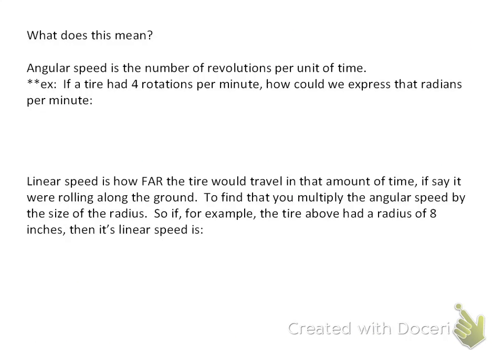So angular speed is the number of revolutions per unit. Here we're told that a tire has 4 rotations per minute. Well, rotations isn't a very good unit of measure. Rotations is not a universal measurement, because your rotation is going to change depending on the size of the circle. So let's get it to something more universal: radians per minute. The variable that represents angular speed is W.